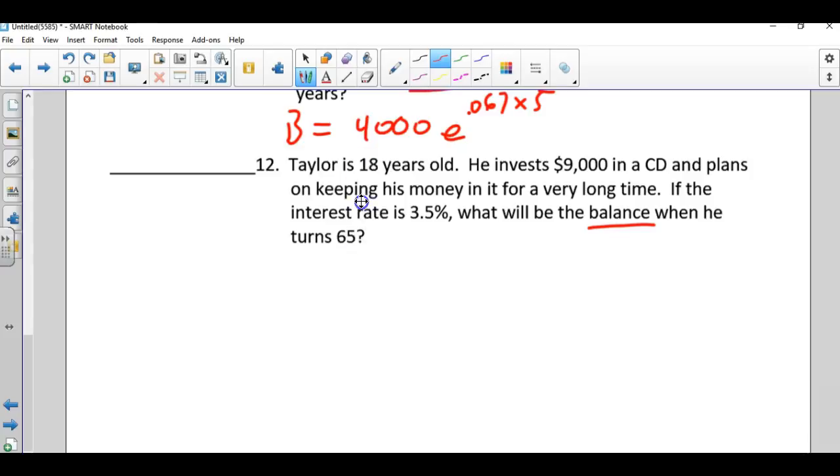All right, so again, first of all, let's figure out how many years this is. If we go 65 minus 18, that's 47 years. Let me write that down for you. 65 minus 18, that's 47 years. So he plans on leaving it in there for 47 years.